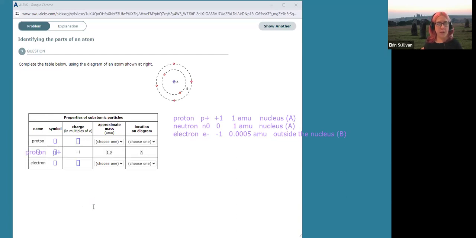Okay, so get used to looking at mystery information and trying to work out what our unknown is. Okay, hopefully that helps you guys out with that one.